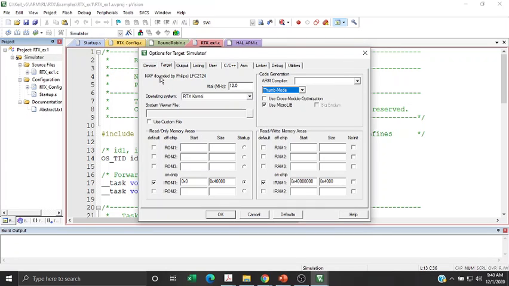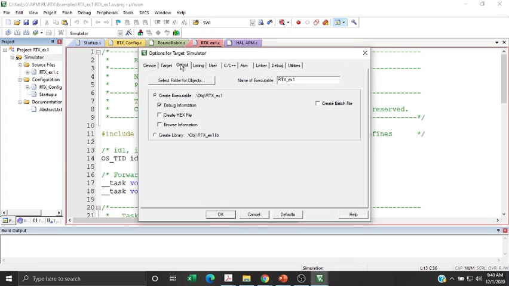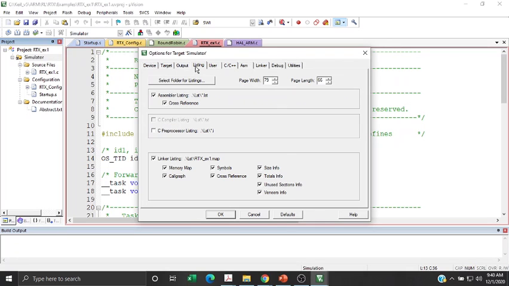Whenever you have chosen a particular device, automatically the internal ROM and RAM addresses will be filled. So the next approach is, if you want to implement this onto hardware, then you have to create a hex file. Otherwise, with only debug information, only simulation is possible. Fine. So listing and other stuff, that is what files you are including. It is about what you are listing: your memory map, call graphs or symbols, global variables, local variables, all the lists will be prepared.